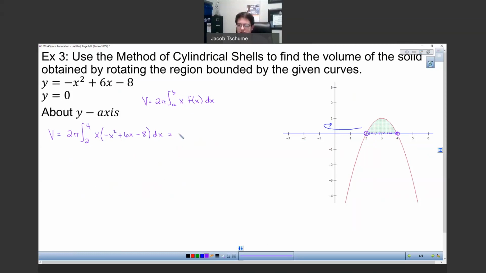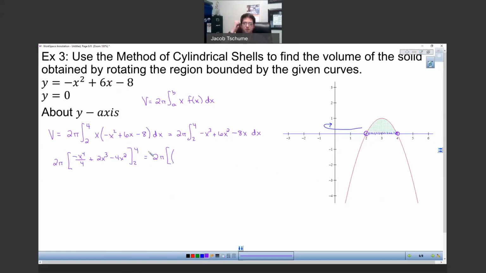Let's distribute that x through. So 2 pi times the integral from 2 to 4 of negative x cubed plus 6x squared minus 8x dx. So all of those are just anti-power rules. So go through and integrate each of those individually. So that would be 2 pi times negative x to the 4th over 4 plus 2x cubed minus 4x squared evaluated from 2 to 4.